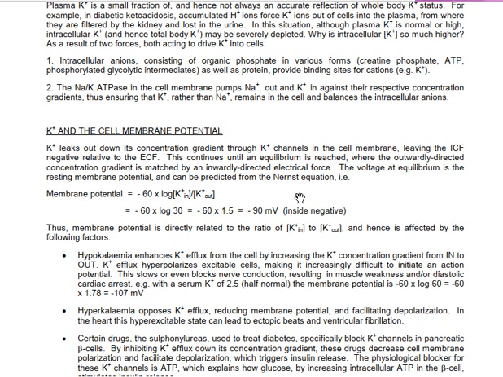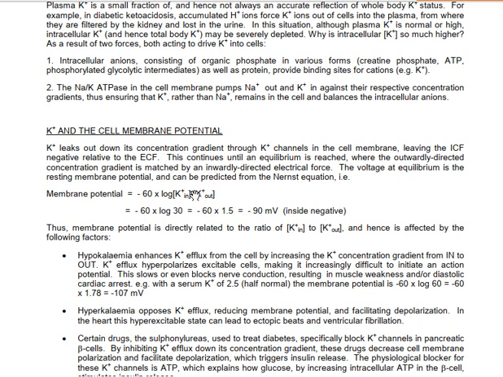Is it clear? So when you do that in the case of a cell, the Nernst equation is going to be negative 60 log of the potassium ion concentration inside over the potassium ion concentration outside. So it's negative 60 log of potassium concentration inside over potassium concentration outside.